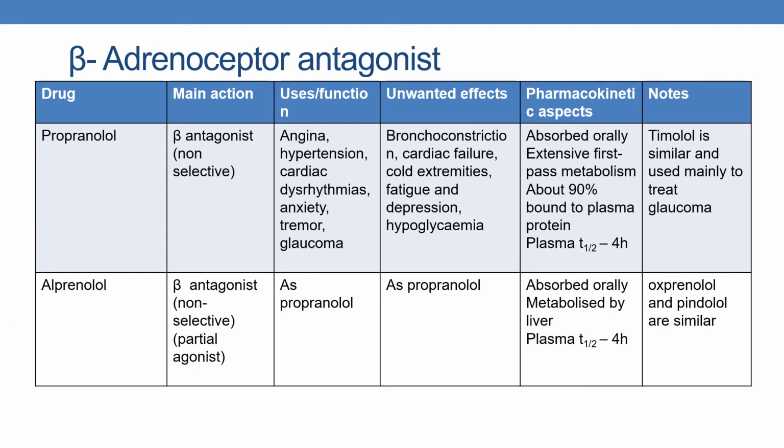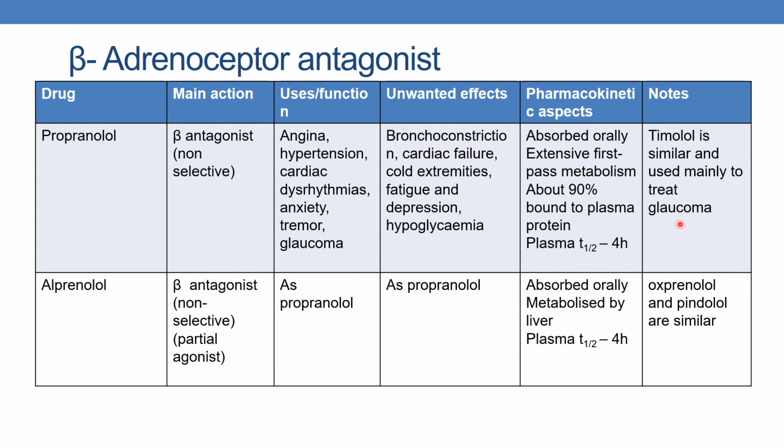Now coming to beta adrenoceptor antagonists. First one is propranolol. It is a beta antagonist and it is non-selective. Uses are in the treatment of angina, hypertension, cardiac dysrhythmias, anxiety, tremor and glaucoma. Unwanted effects are bronchoconstriction, cardiac failure, cold extremities, fatigue, depression, hypoglycemia. Pharmacokinetic aspects: it is absorbed orally, extensive first pass metabolism, about 90% bound to plasma proteins. Plasma T-half is 4 hours.